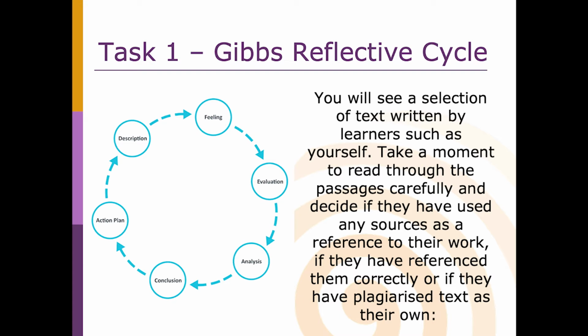We're going to see a selection of text from 3 learners, such as yourself. I want you to take a moment to read through the passages carefully, decide if they've used any reference material, if they've referenced it correctly, and if they've understood Gibbs's reflective cycle as a whole. See if there's any plagiarism or if any students have tried to pass off work as their own without referencing an outside source.